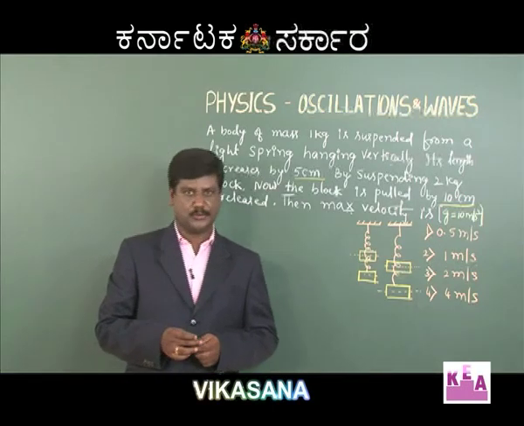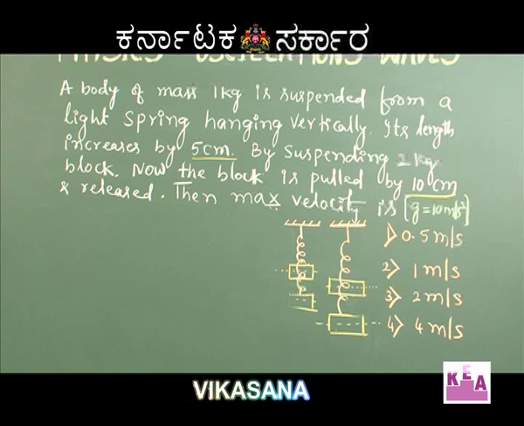Let us move on to the next question. A body of mass 1 kg is suspended from a light spring hanging vertically. Its length increases by 5 centimeter. By suspending a 2 kg block, now the block is pulled down by 10 centimeter and released. Then the maximum velocity is: option 1, 0.5 meter per second; option 2, 1 meter per second; option 3, 2 meter per second; and option 4, 4 meter per second.